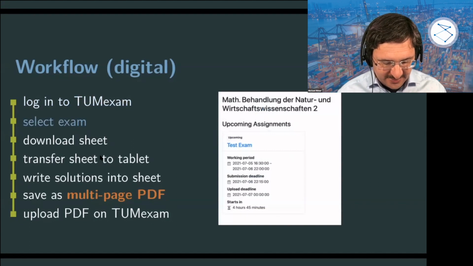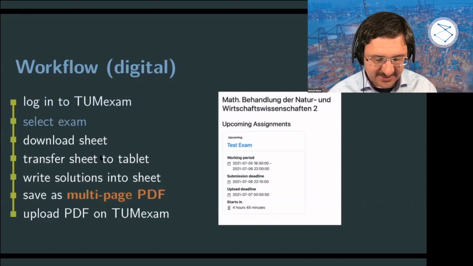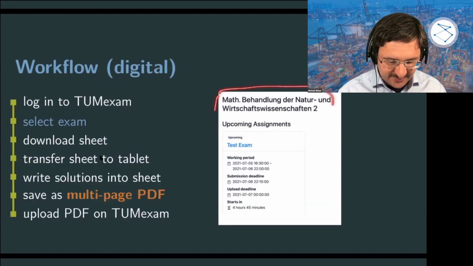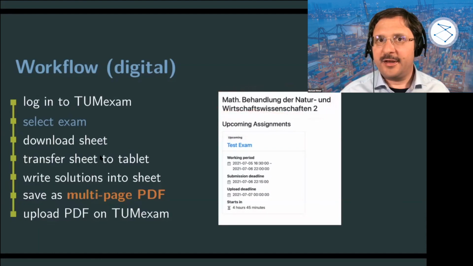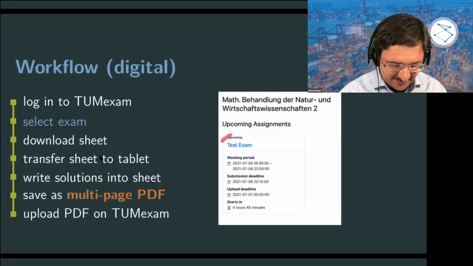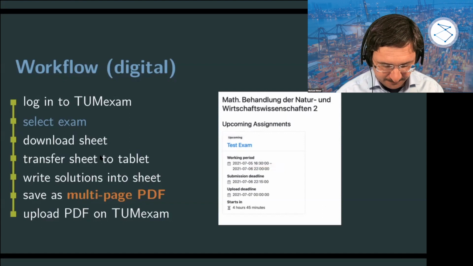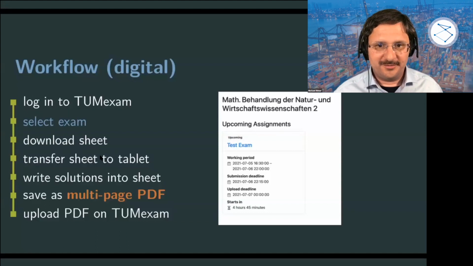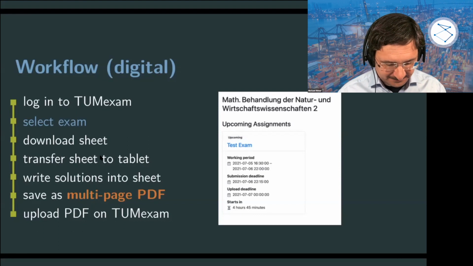Then once you're logged in, you should see a list of upcoming assignments for this course here. And currently the only assignment that you'll see is this upcoming test exam. It starts today at 16:30. Select that, and you can then download the sheet, or you'll see a countdown that tells you when the download will start. So that's what you would currently see.